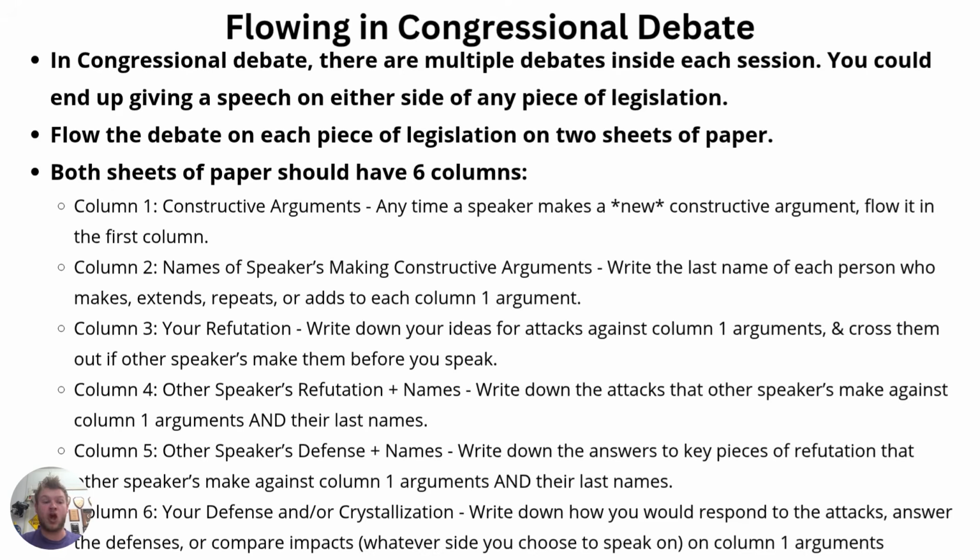The third column is where you're going to switch colors, because this is where you're going to write down your refutation.